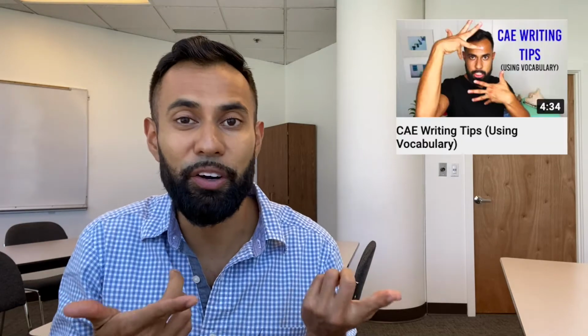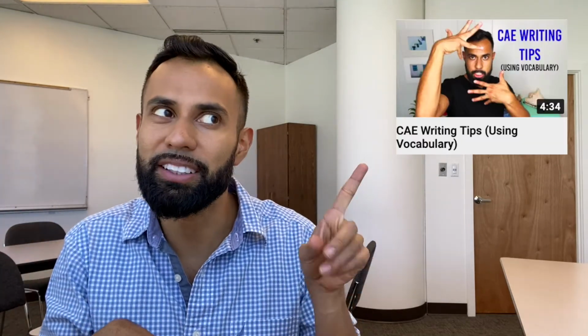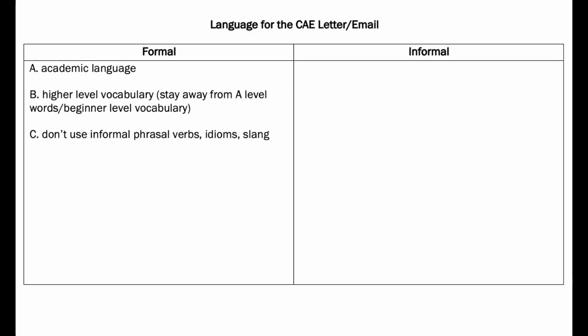Take them out, just get rid of them or use some type of adverb phrase. And to help you with advancing your adjectives and advancing your language, check out my video, dated but relevant, on advancing language for writing on the CAE. Stay away from phrasal verbs, informal idioms, catchphrases, and slang. Don't do that.